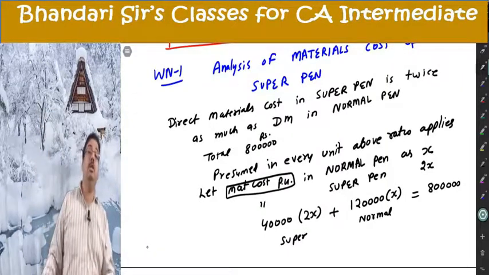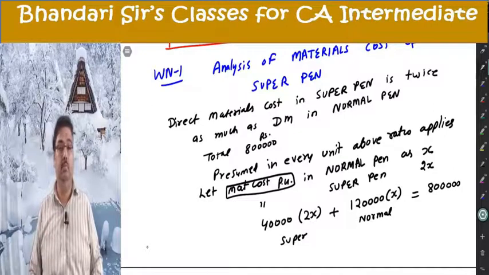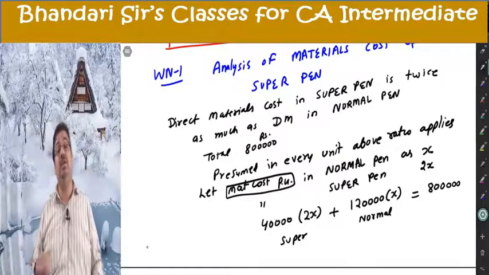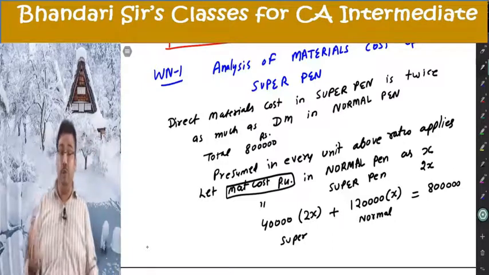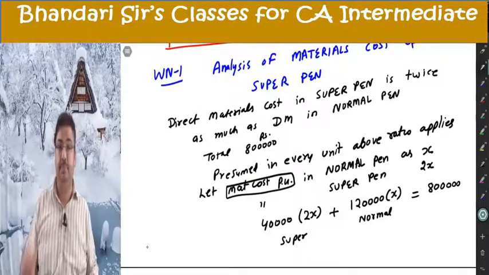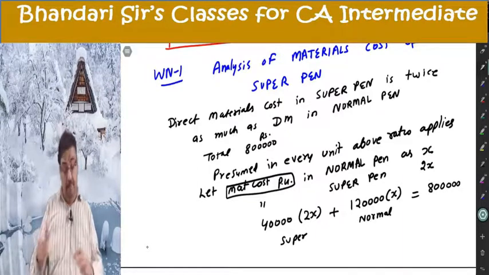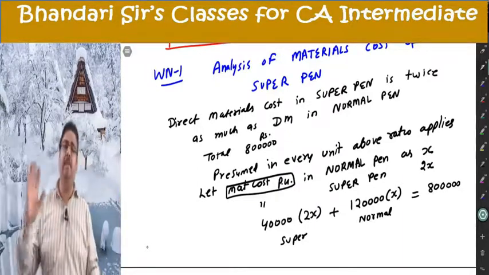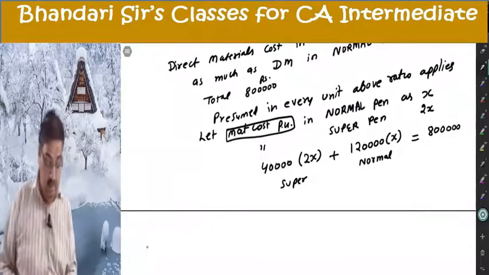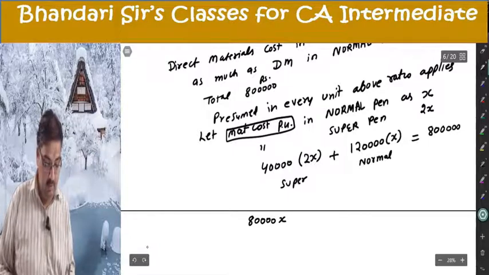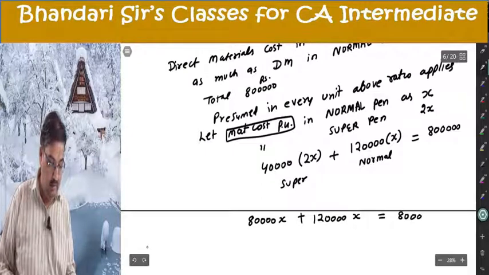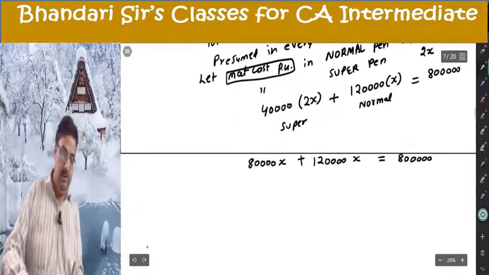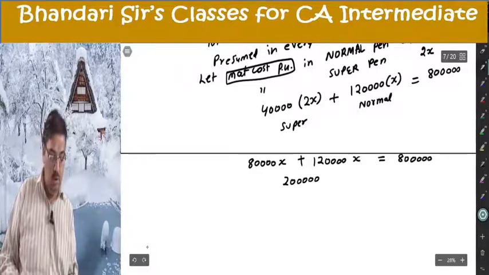Now, sitting in exam, these points do not come to our mind. You have to understand it is not ratio of total cost, it is ratio which depends on number of units produced. I have done basically algebraically. You can do it in any other manner, the answer has to be same. It becomes 80,000 x plus 1,20,000 x is equal to 8 lakh. It becomes 2 lakh x is 8 lakh rupees. X is rupees 4.